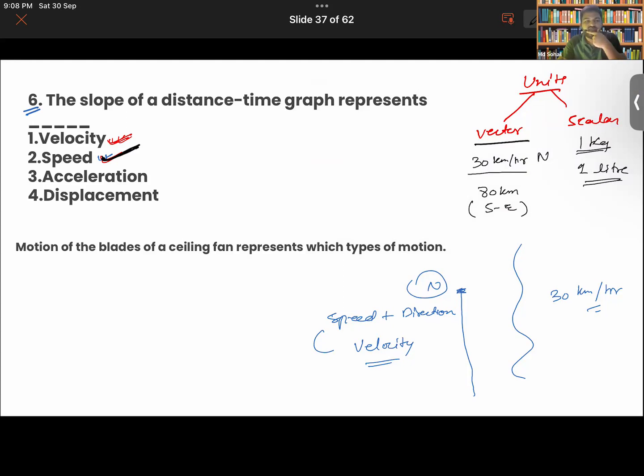Motion of the blades of a ceiling fan represents which type of motion? Vaiga? Circular motion. Good.